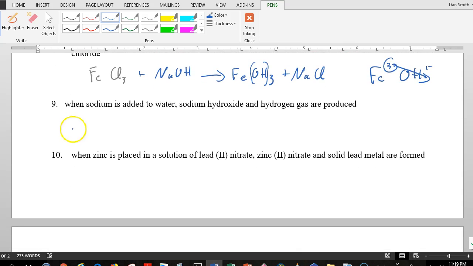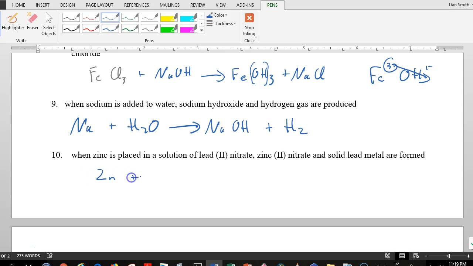When sodium is added to water, so here's sodium, here's water, sodium hydroxide and hydrogen gas will form. So sodium hydroxide, the 1 charges cross out, and then hydrogen gas is a diatomic.